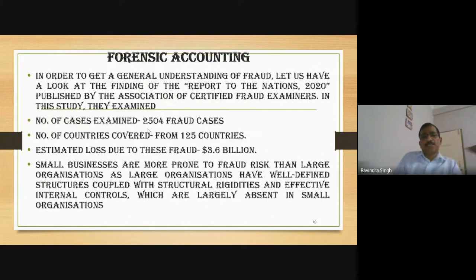Now, if you don't have these points that I briefed in the previous slide, then you are liable for forensic accounting. In order to get a general understanding of fraud, let us look at the findings of one report. A report came out, the Report to the Nations 2020, published by the Association of Certified Fraud Examiners. In this study they examined a total of 2504 cases, covered 125 countries, and estimated the loss due to these frauds at $3.6 billion.